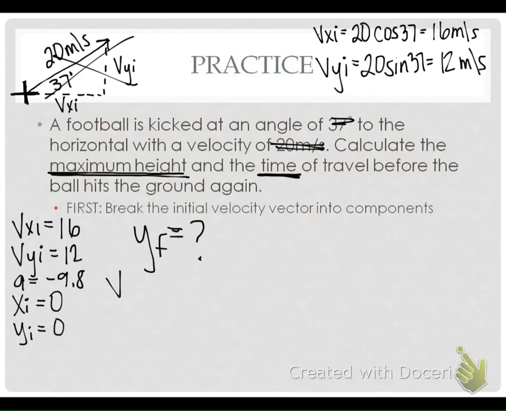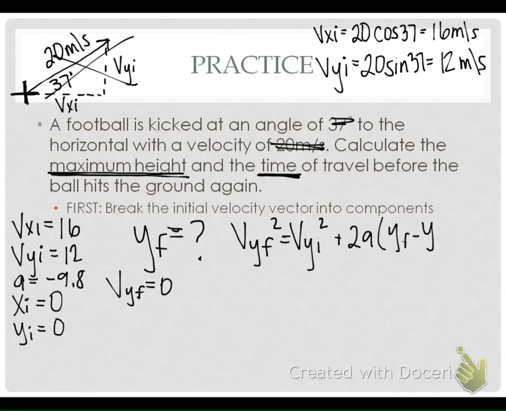Okay, at peak height, something reaches 0 velocity, right? So v sub y final, since we're looking at maximum height, is 0. Now let's take a look at our equation sheet and see which equation we could use to solve for y final. Let's use this one: v sub yf squared equals v sub yi squared plus 2a times (y final minus y initial).